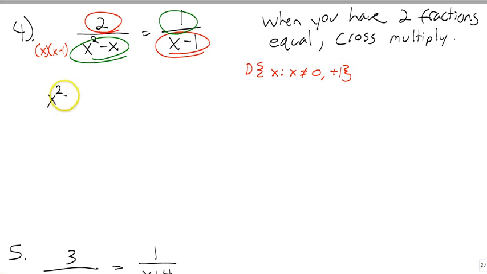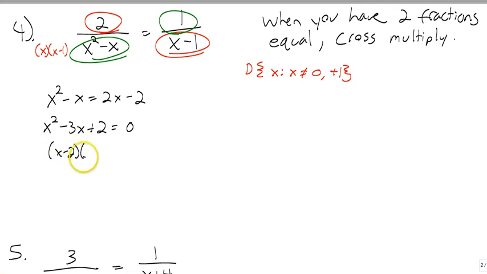I get x squared minus x is equal to 2x minus 1. I move the thing over, and I get x squared minus 3x plus, oh, what did I do wrong? I know what I did wrong. I was supposed to multiply the 2 and the 1. You have to distribute. So this becomes plus 2. So then we get x minus 2 and x minus 1.